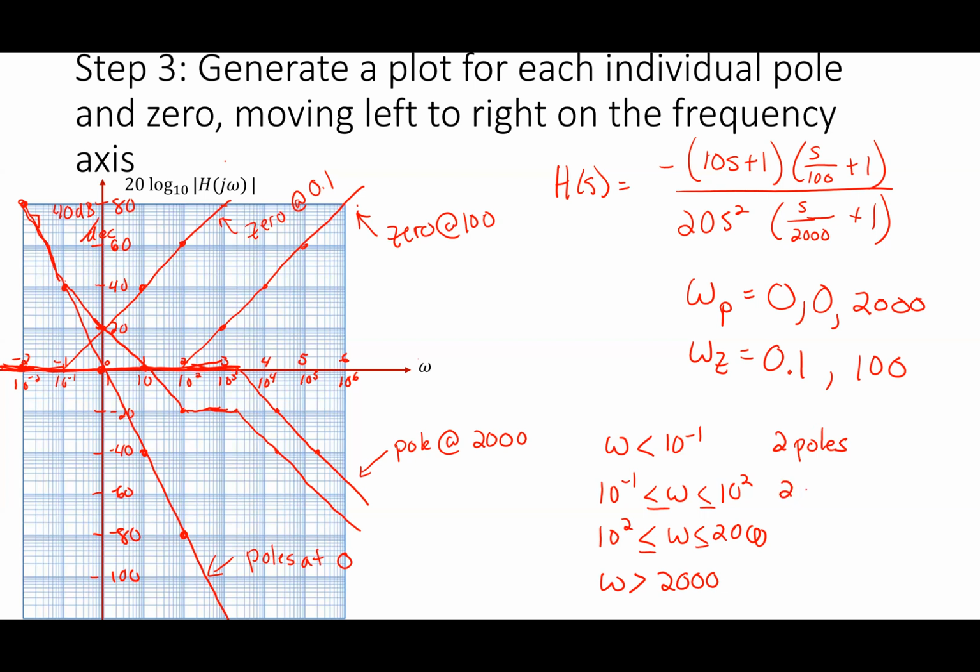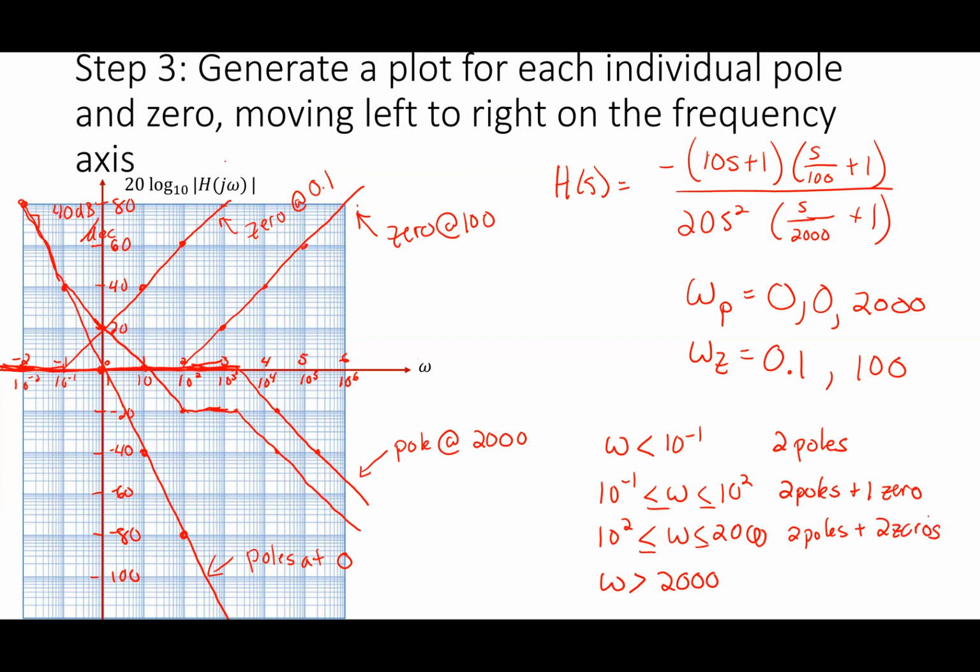2 poles plus 1 zero. That's the dual are still 2.1. Yep, that's right. Then when I get to 100, I hit another zero. So at that point, I've got 2 poles and 2 zeros. I'm glad you asked this question. This is a good question.